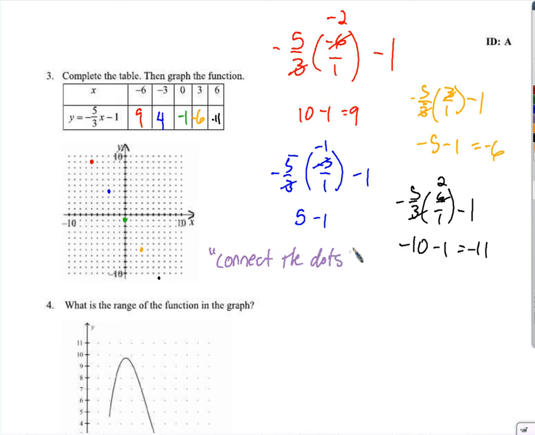You may want to tune me out when I'm talking about this, but if you choose not to, it makes so much more sense, okay? When we connect the dots, we're not just connecting the dots like we do in a coloring book, 1, 2, 3, 4, 5. We are drawing the rest of the dots, right? We've only plotted some of the points. Why did we plug in negative 6, negative 3, 0, 3, and 6? Because those are the ones I gave you. I could have given you anything.